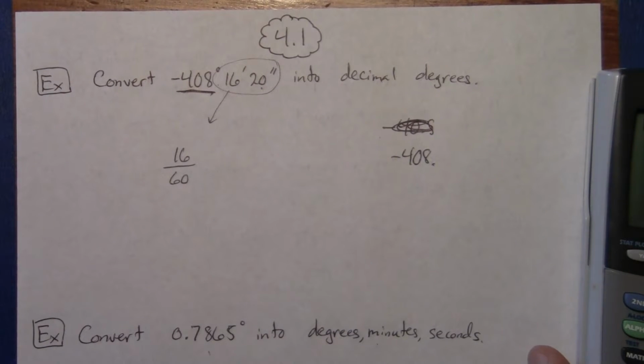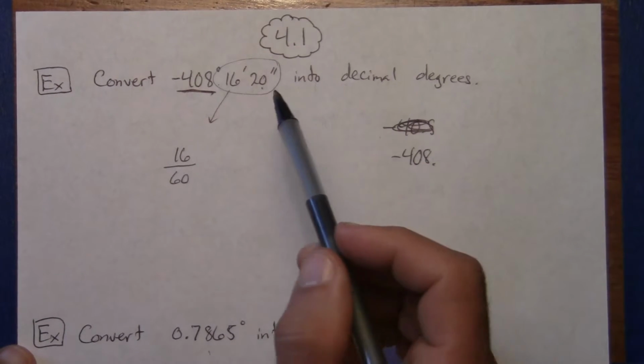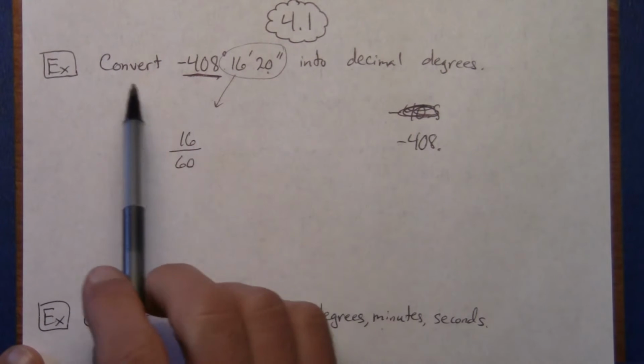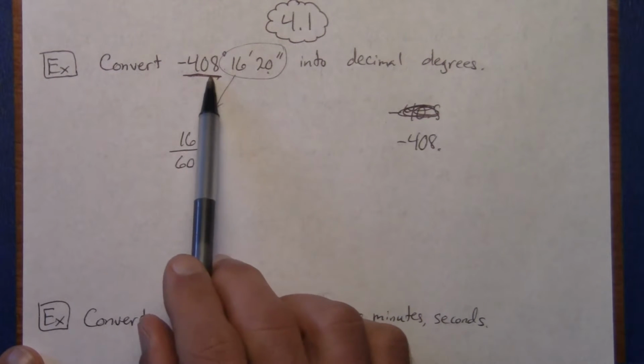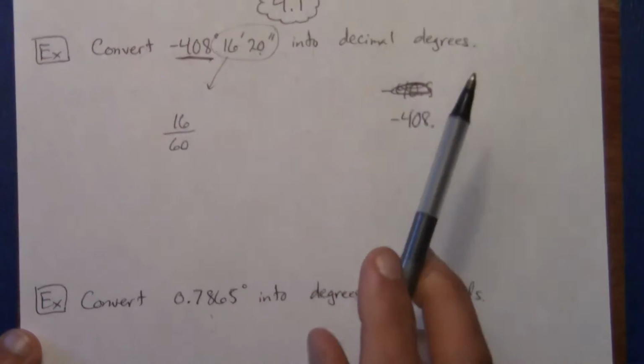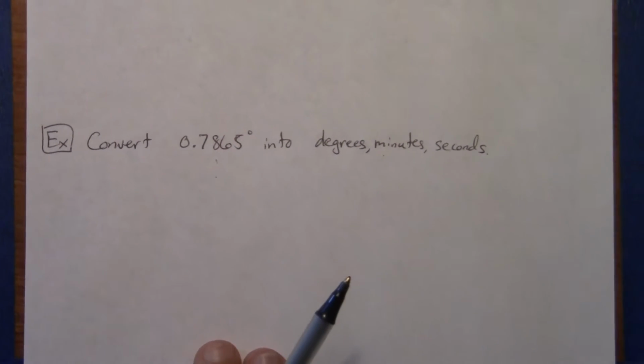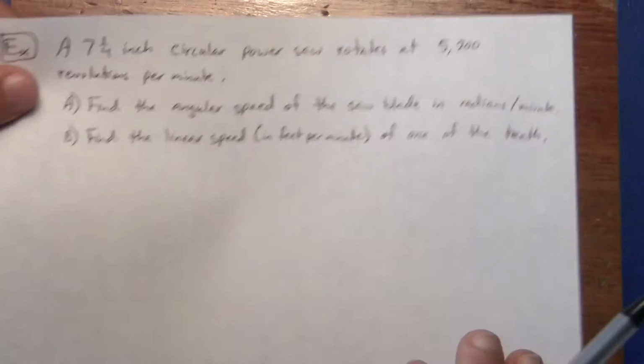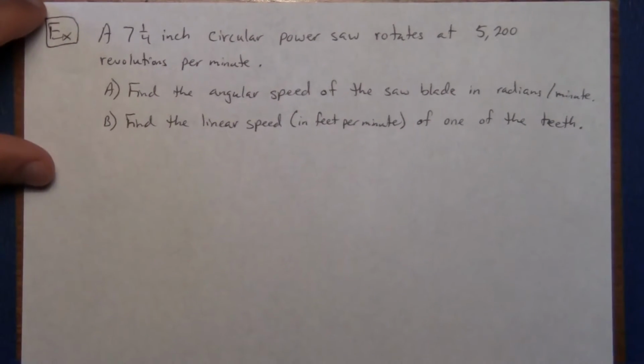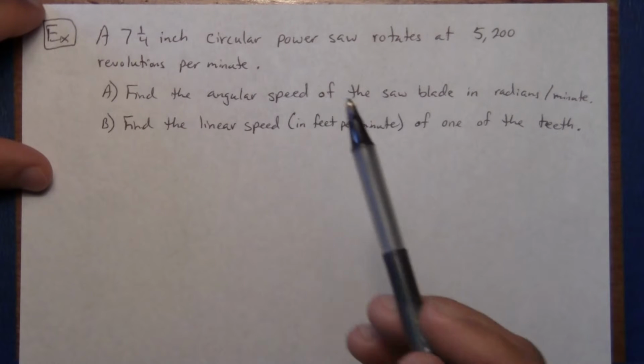Alright, for section 4.1, I'm going to run through 4 problems. I started this already, a little bit, but I'm going to convert this, which is degrees, minutes, and seconds, into decimal degrees, and then I'll take one that's in decimal degrees and convert that into degrees, minutes, and seconds. The other thing I'm going to take a look at, and this is the harder part of this section, so you want to make sure that you look at it.